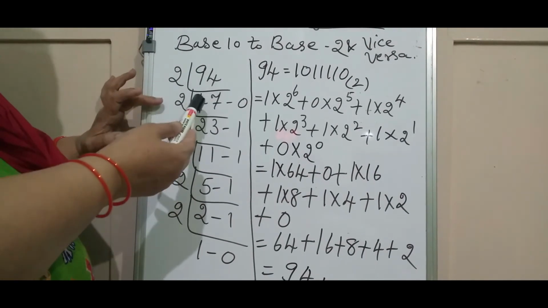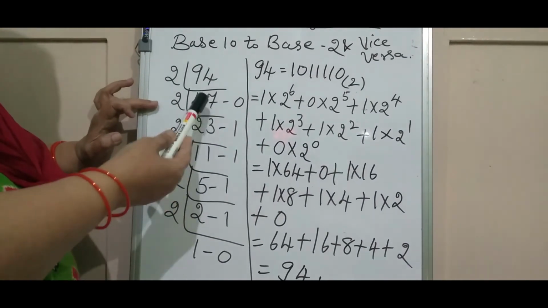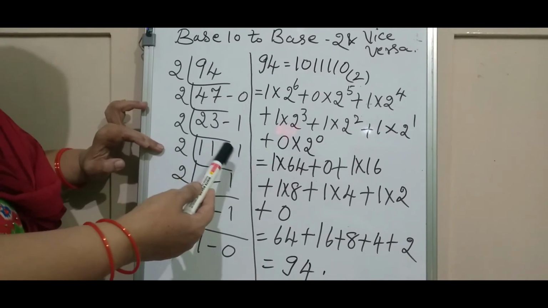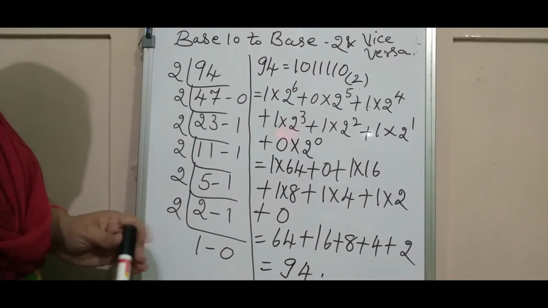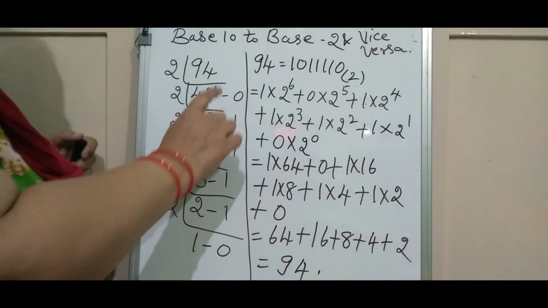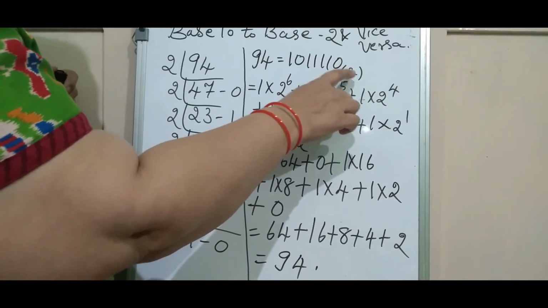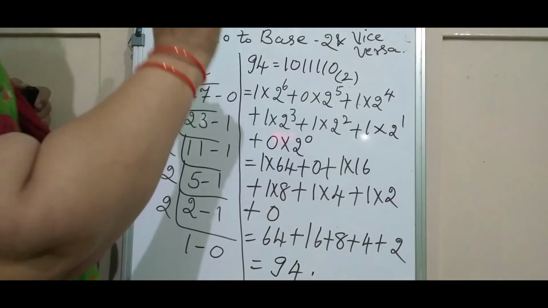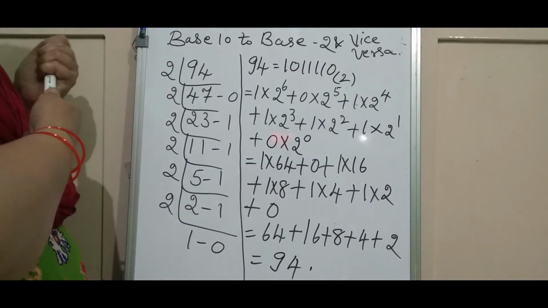See, 2 47s are 94, and again remainder is 0. Again 2 23s are 46, so remainder is 1. Like this I am going on writing the remainders here by the side. And in the last, for the answer, this is 1011110. See, 94 is equal to 1011110 to base 2. So we have converted the decimal number 94 to a base 2 number, and vice versa, the reverse process also I am showing you here.